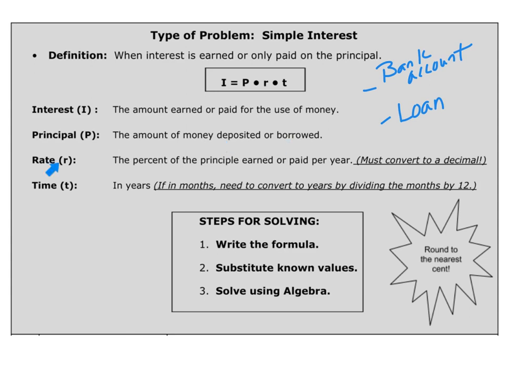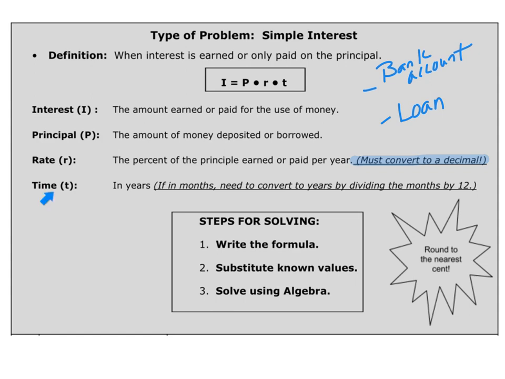And then you have rate. Rate is R. It's the percent of the principal that's either earned or paid. And the key with rate is that it's usually represented as a percent, but in order to use it in this formula, you need to convert it to a decimal.